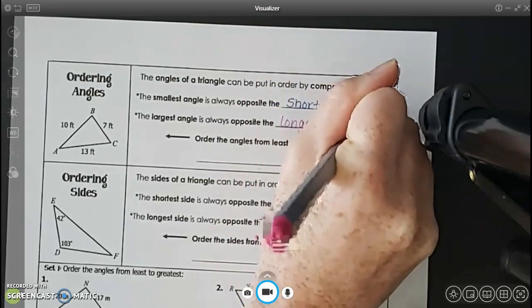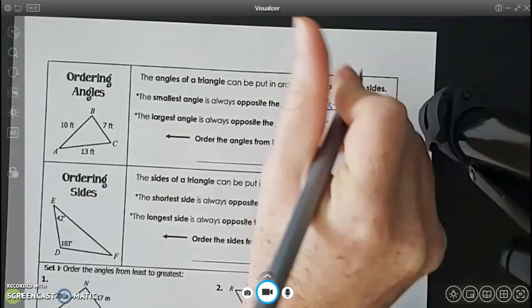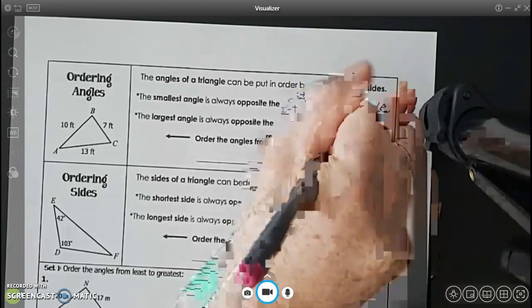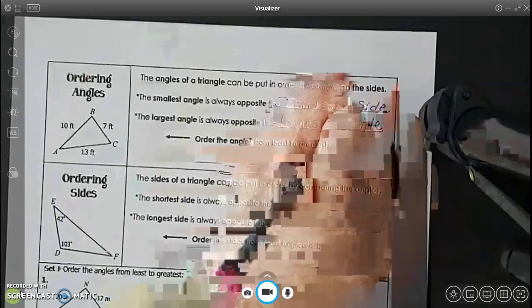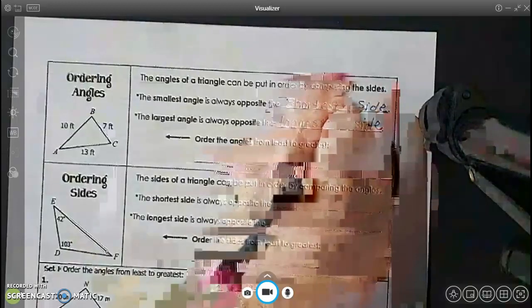When ordering angles, it says order the angles from least to greatest. Now make sure that you pay attention to what it says to order it from. In this case, it's least to greatest, but sometimes it will say greatest to least.